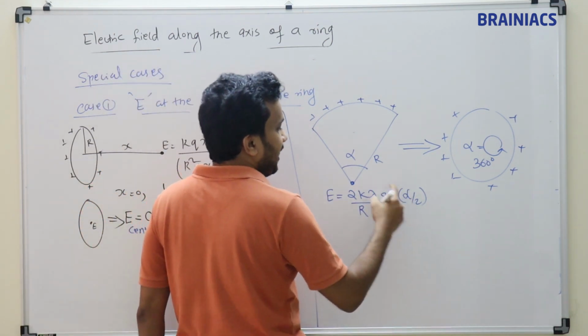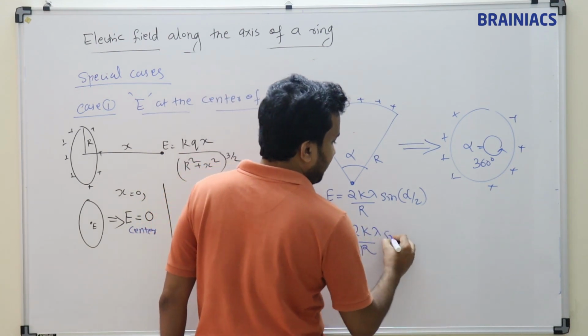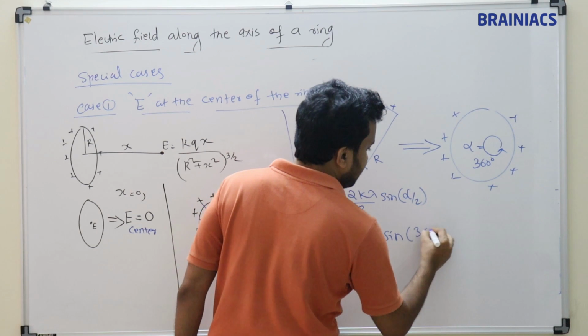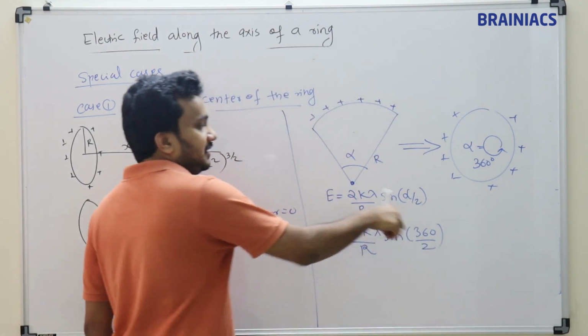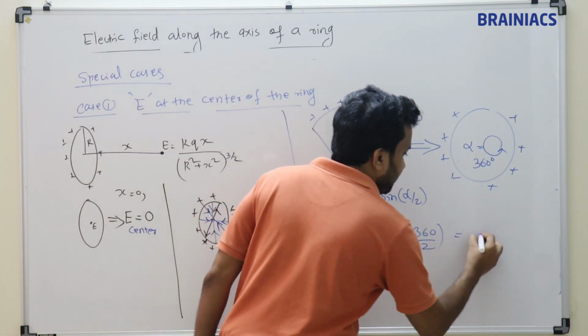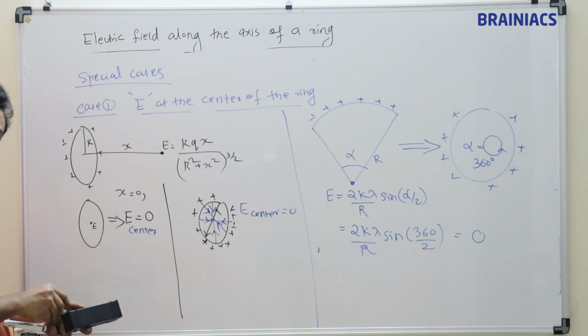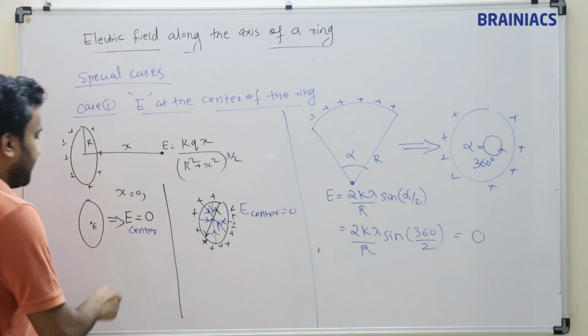So if you substitute alpha equal to 360 degrees, what will come? 2k by lambda into sine 360 divided by 2. Sine 360 divided by 2 is how much? Sine 180. What is the value of sine 180? 0.